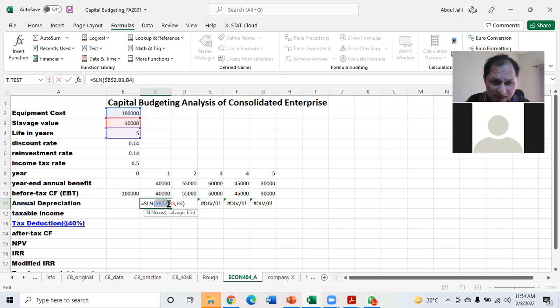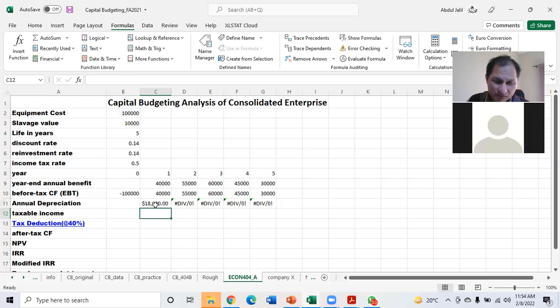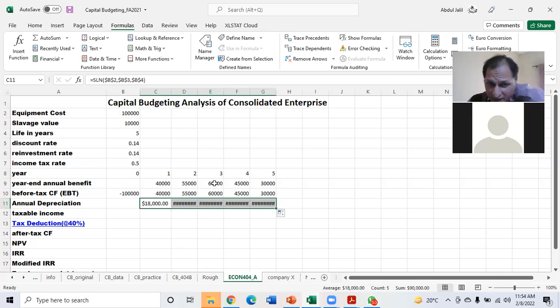Now I'm going to apply this, because all these cells need to be fixed, so I'm making all these values fixed, right? Enter, and then for all these years you will get the same value.